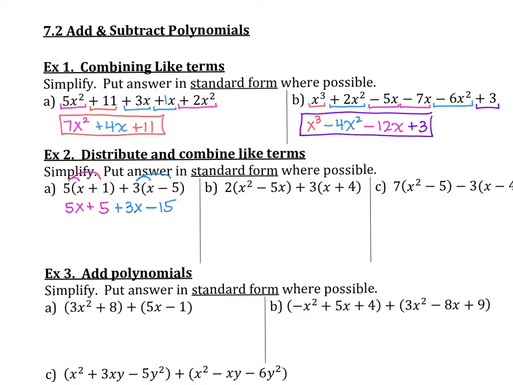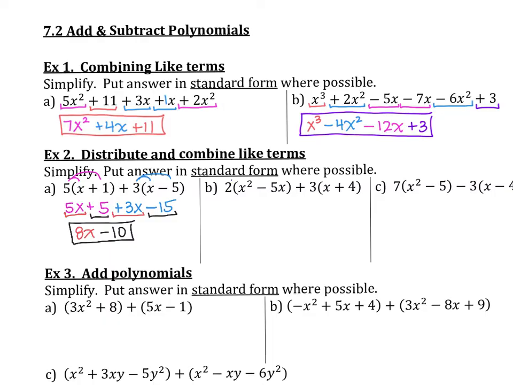Okay, I'm going to put it in standard form. I don't even see any exponents, but I do see some x's, so I'll go ahead and look for x's to combine. 5x plus 3x is 8x. And then I have 5 minus 15. 5 minus 15 is going to be a negative, and then if I subtract, I get 10. Okay, this is my answer. This is in standard form because the x, that's x to the 1, and then the last term has no x at all.